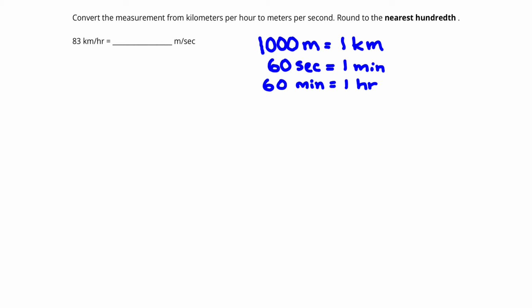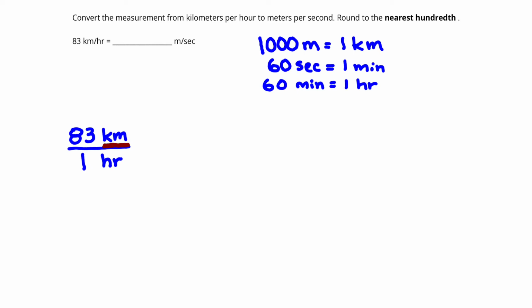So now that we have those base relationships, I'm going to go ahead and start with what we're given. We are given 83 kilometers per hour. So I'm going to write down 83 kilometers per hour, but I'm going to write it as a fraction: 83 kilometers per 1 hour. And in this dimensional analysis process, I want to start and fix what I want to convert. So I'm going to focus right now on kilometers, and I want to change my kilometers into meters.